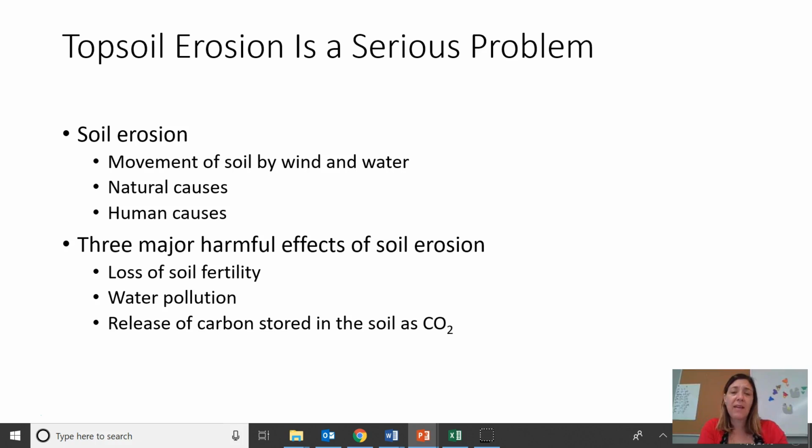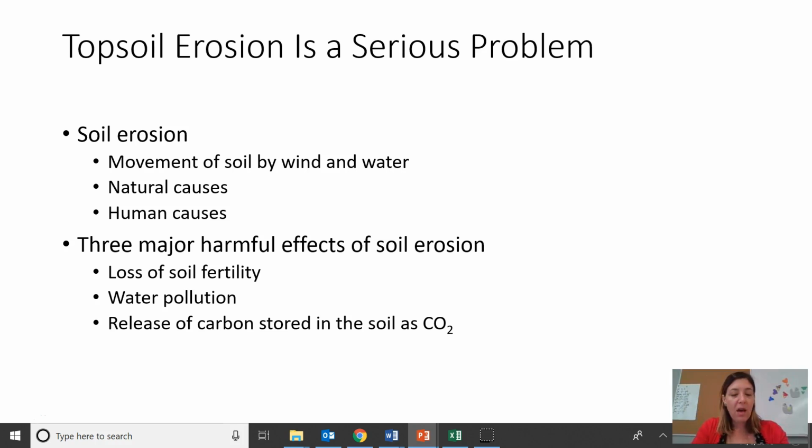The three major harmful effects of soil erosion are, first, the loss of soil fertility, which means there are fewer nutrients in the topsoil available for plants. Secondly, erosion of topsoil leads to polluted surface waters. When topsoil erodes, it ends up as sediment in streams and waterways, and it can overload the waterways with nutrients from the plants. This can cause eutrophication. Just a reminder, eutrophication is when you have a lot of plant growth that then breaks down and bacteria decompose it. As those bacteria decompose it, they use up all the oxygen in the water, and so you end up with very low dissolved oxygen content in the water.